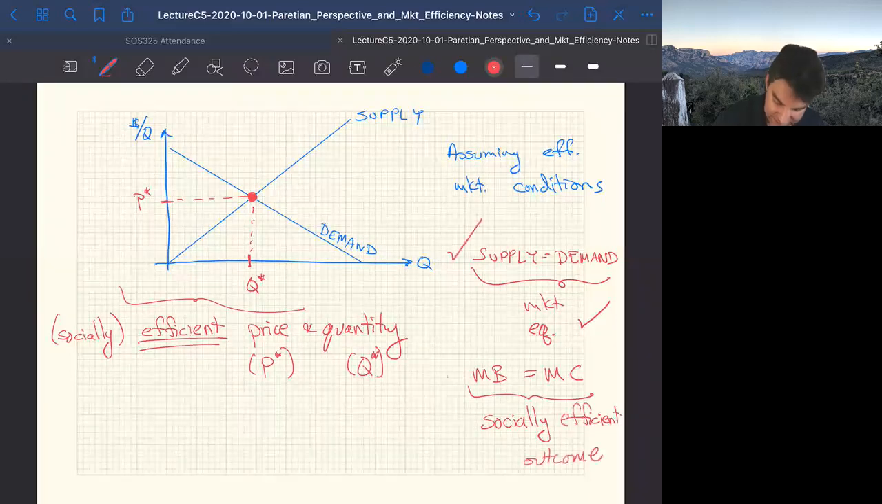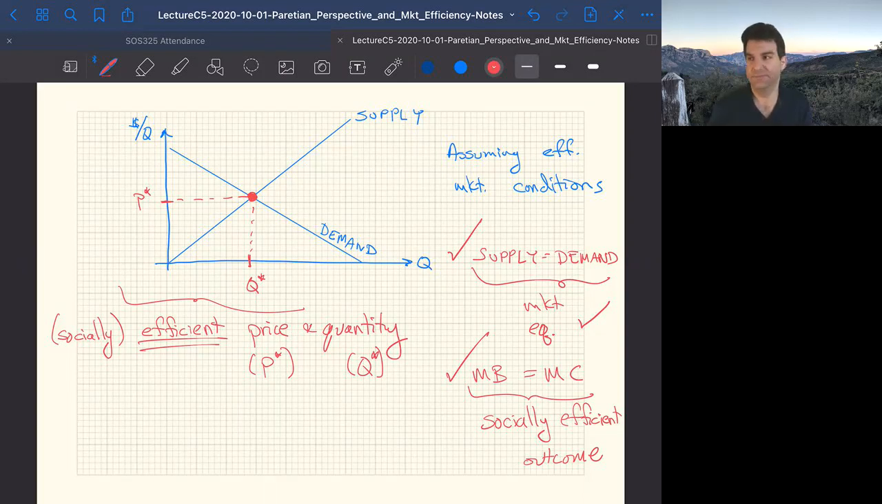So you need both of these things together to have a socially efficient, or an efficient, market outcome. In other words, supply and demand: if you let a market run, so you aren't a central government, you let it run, then you're always going to come to equilibrium where supply is equal to demand. But if supply is not equal to marginal cost, and demand is not equal to marginal benefit, then that equilibrium won't be socially efficient, because you need to come to equilibrium at a point where you have this socially efficient outcome.